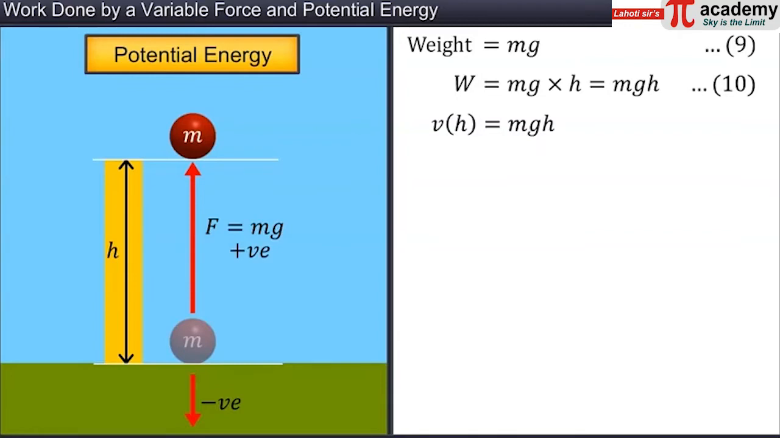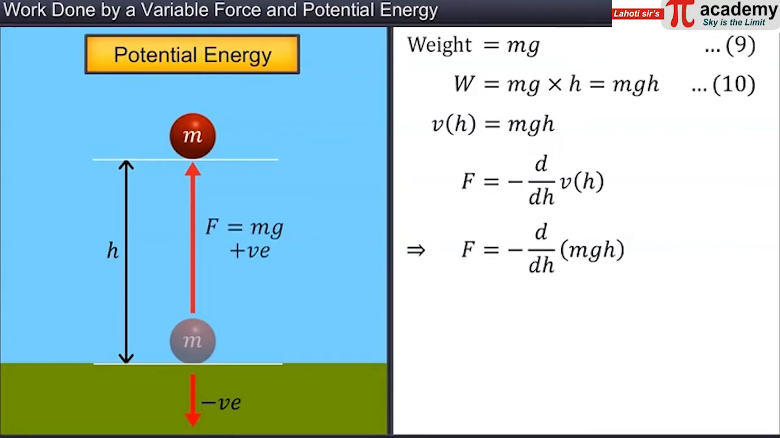with respect to h. Thus, F is equal to minus d by dh of V of h, equal to minus d by dh of mgh, which is equal to minus mg. Let this be equation 11. The negative sign indicates that the gravitational force is directed downwards.